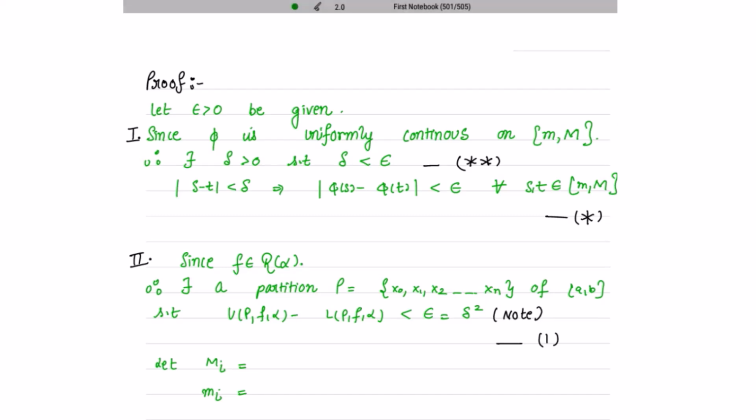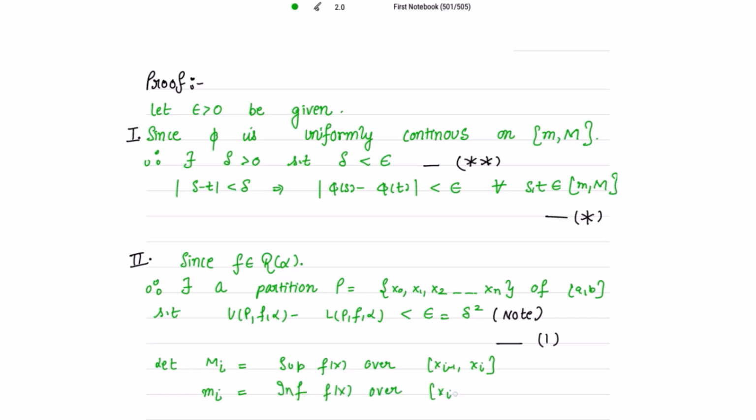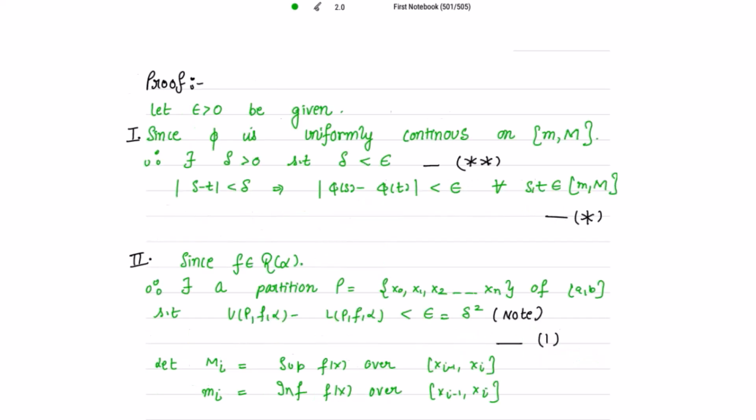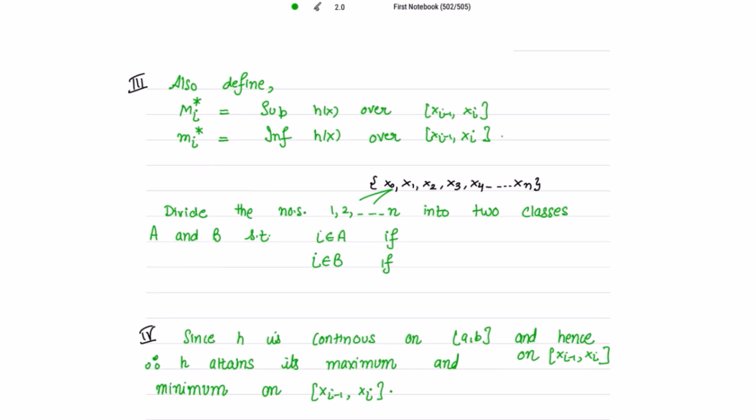Okay, now let's define our capital Mi, which is of course the supremum of f(x) over [x_{i-1}, x_i], and small mi to be the infimum of f(x) over [x_{i-1}, x_i]. Fine. Now let me define Mi star and small mi star for the h function: Mi star and small mi star are the supremum and infimum of h(x). We have defined these for the function h.